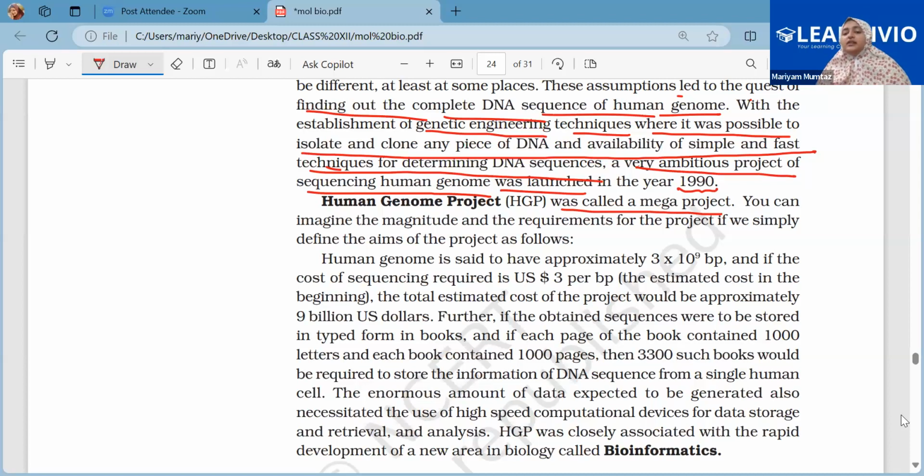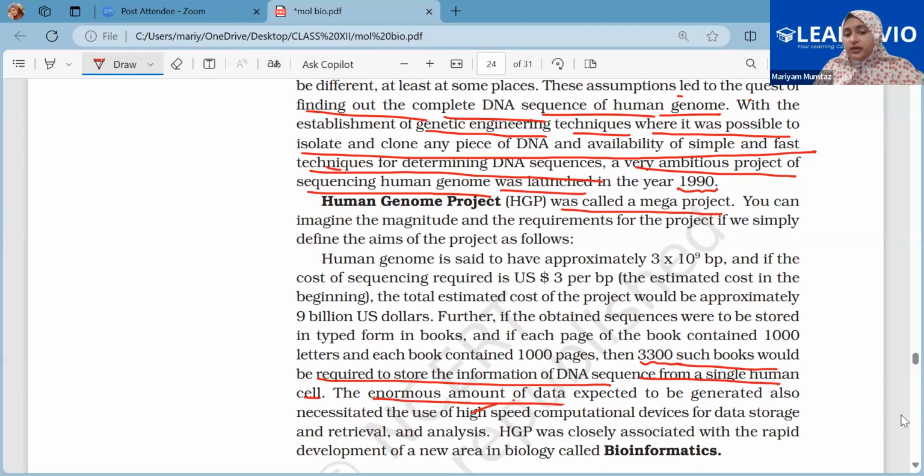Further, if the obtained sequence were to be stored in typed form in books, where each page of the book contained 1,000 letters and each book contained 1,000 pages, then 3,300 such books would be required to store the information of the DNA sequence from a single human cell.